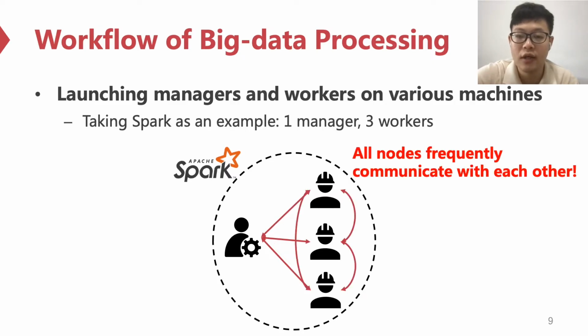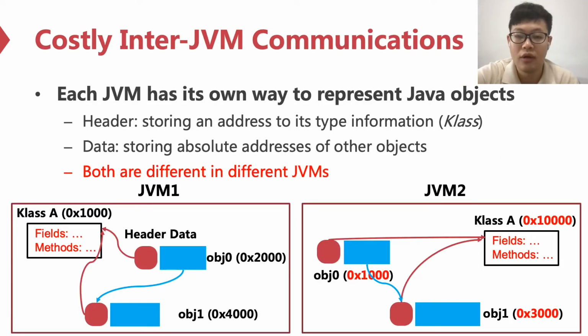As we can see, in the data processing phase, all nodes frequently communicate with each other. The worker communicates with other workers in the shuffling phase, while at the beginning and the end, the manager communicates with all workers. The communication can be costly, and it becomes even worse in the JVM scenario.